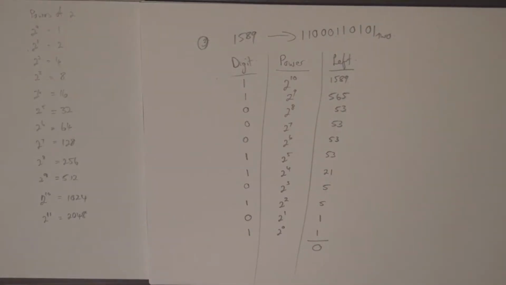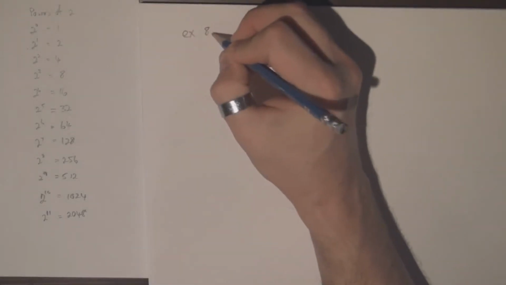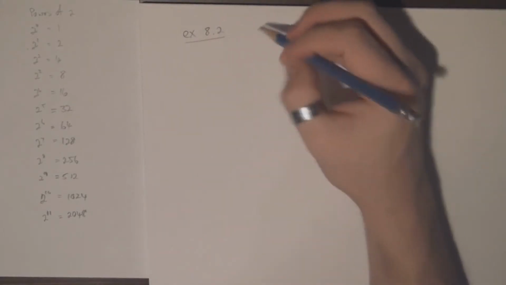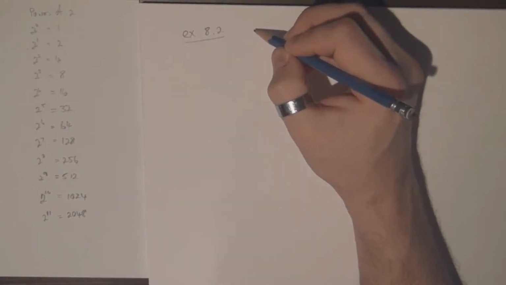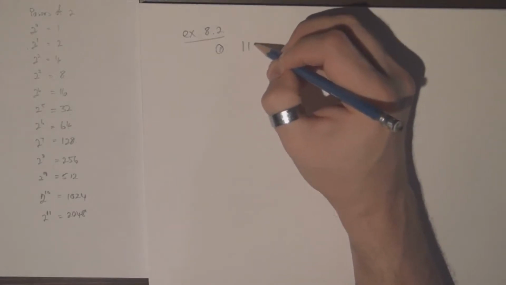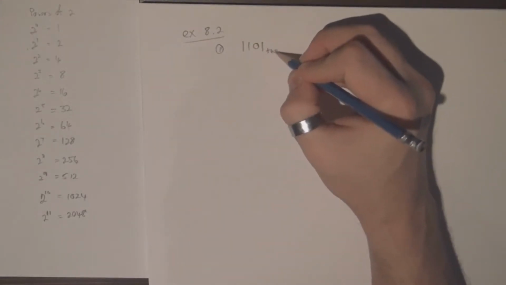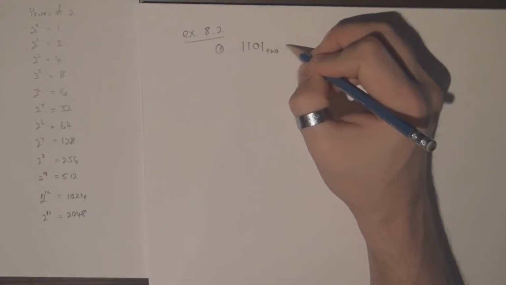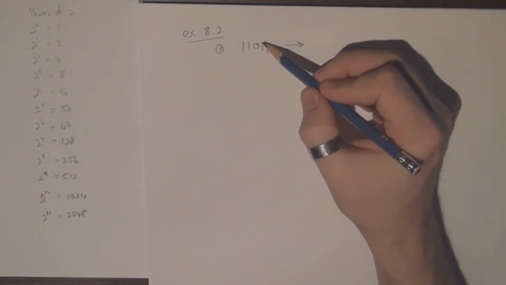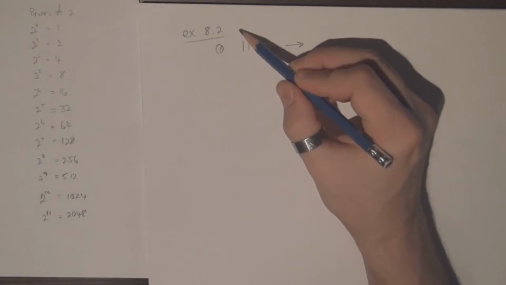And because the base is small, the length of my number is so much bigger. So I'll leave this cheat sheet here as we move on to our next example, converting the other way. So now we're looking at exercise 8.2. So I have my binary number, number 1, 1 1 0 1. Now that's base 2. So that means my powers go from right to left, 0 1 2 3.